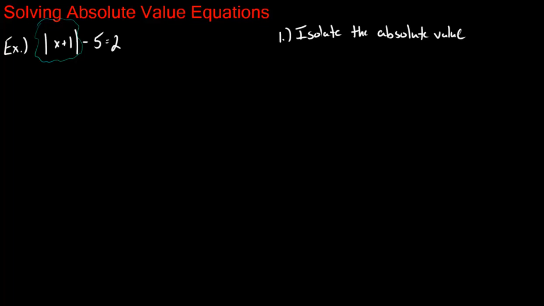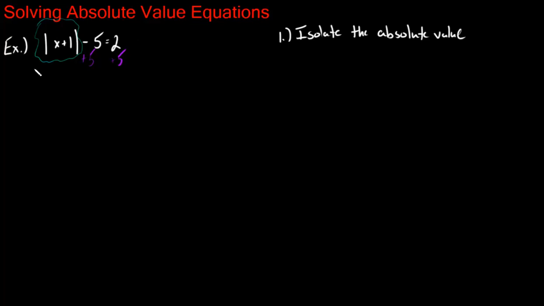So what I need to do is get rid of anything that's on that side of the equal sign that's not inside the absolute value. And the only thing that's not inside the absolute value on this side of the equation is that minus 5. So I need to move that minus 5 over. How do I do that? I'm adding 5 to each side. That's how we're moving it over.